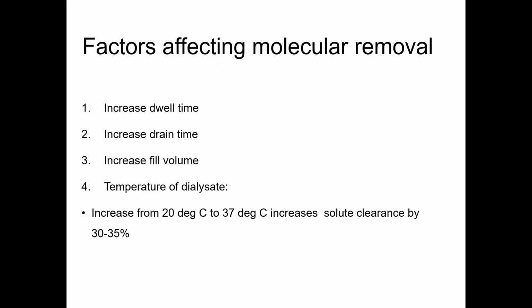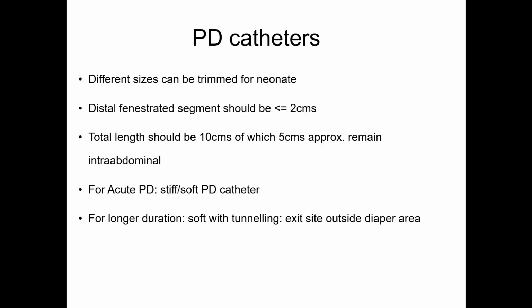Coming to factors affecting molecular removal. Molecular removal is increased if we increase dwell time, drain time, as well as fill volume. And it has been shown in many studies that increasing the temperature of dialysate from 20 degrees centigrade to 37 degrees centigrade increases solute clearance by 30 to 35%. So we have to use warm dialysate fluid for peritoneal dialysis.